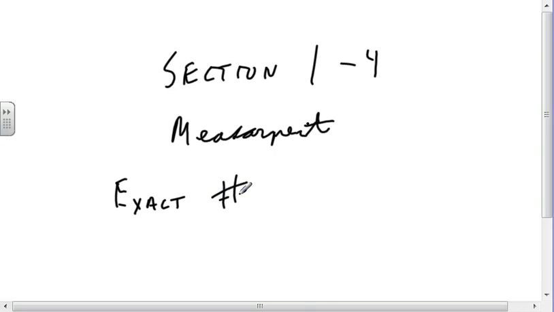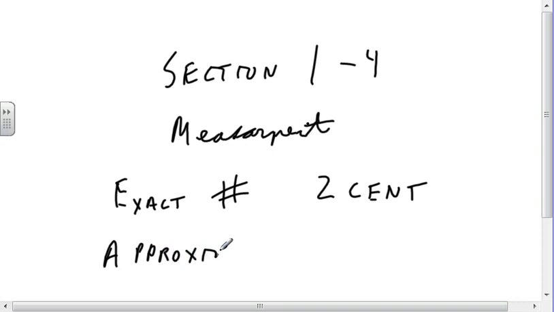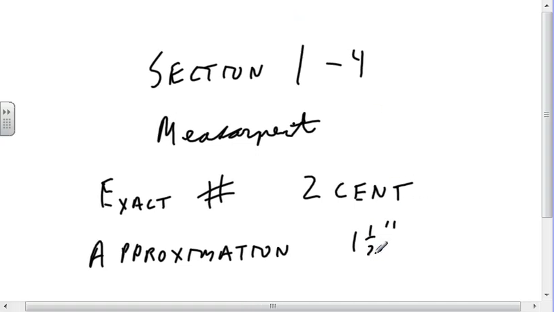Alright, so I ask how many pennies are in your pocket, and you say you have 2 cents. That would be an exact answer. If I asked you, if you took those 2 cents and you put them one right next to the other, what would be the length of the 2 cents? That would be an approximate answer. That'd be an approximation of the answer. So if you came up with 1 1/2 inches, that doesn't mean it's exactly 1 1/2 inches. That means that as best as you can measure it with the instruments you have, that would be the case.